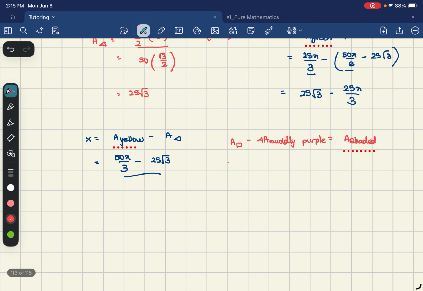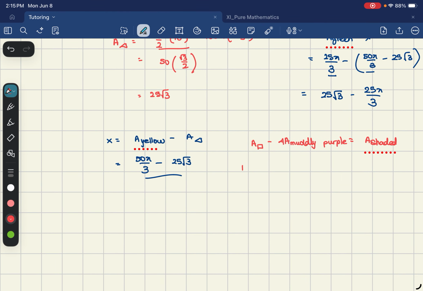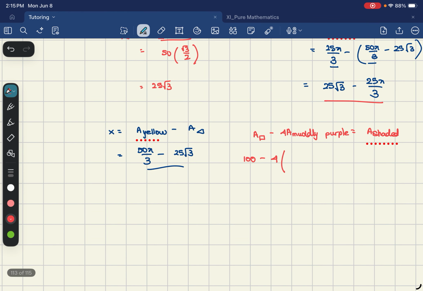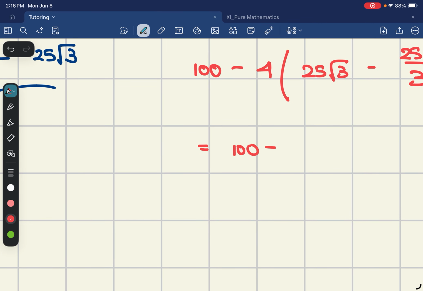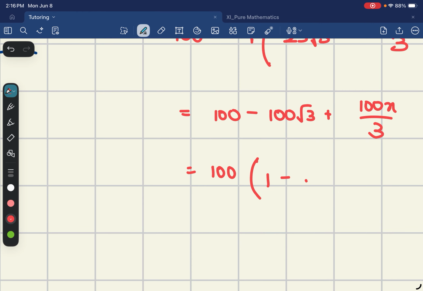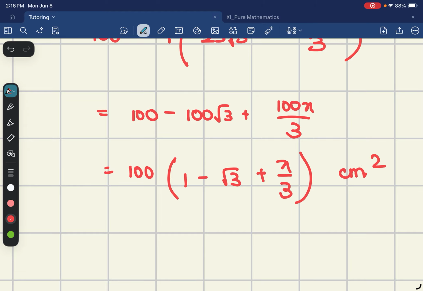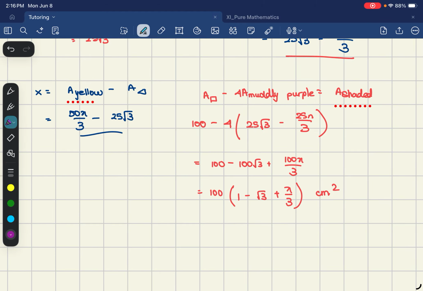All right, so now, what is the area of the square? Well, this is 10, this was 10. So that is just 100, right? 10 times 10 is 100. Minus 4 times the muddy purple section, which is this part, right? So 25 root 3 minus 25 pi over 3. And if you simplify, you get 100 minus 100 root 3 plus 100 pi over 3. And if you factor out the 100, you get 100 times (1 minus root 3 plus pi over 3) centimeters squared. And that is your final answer.